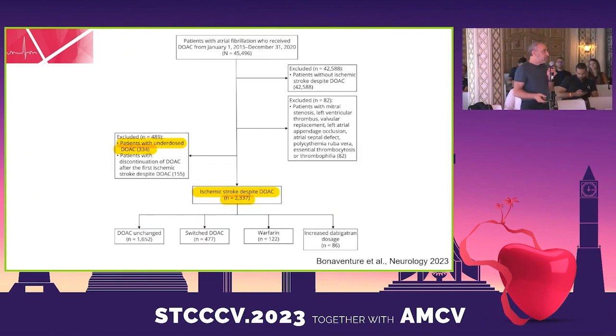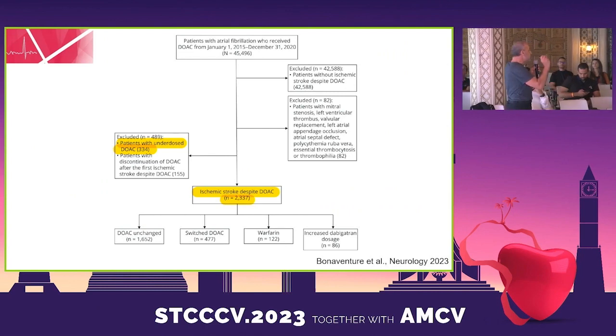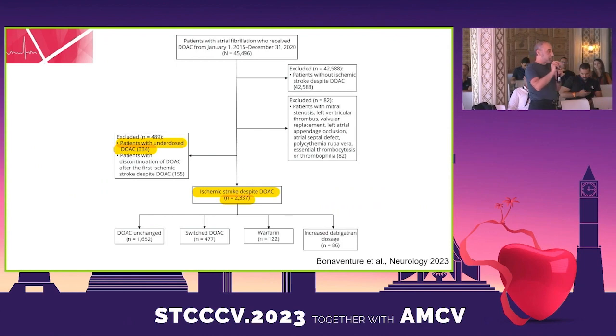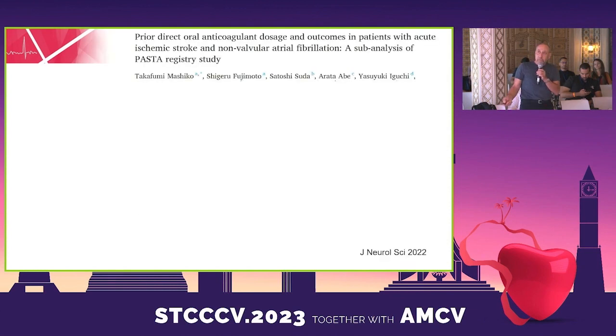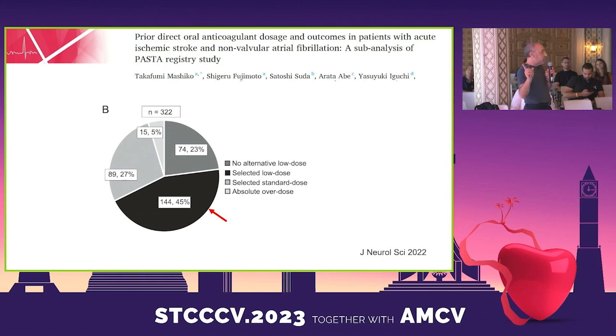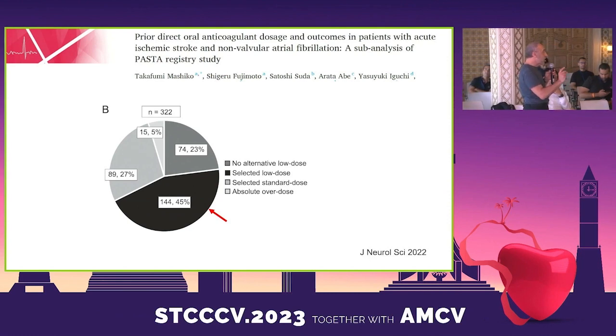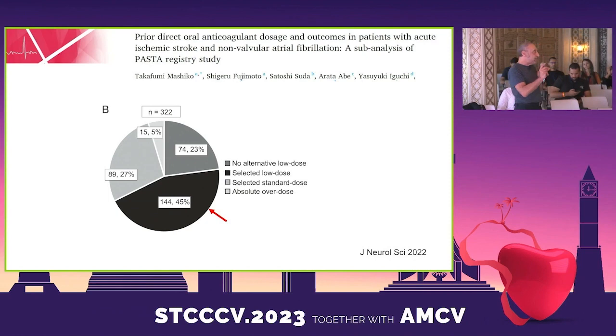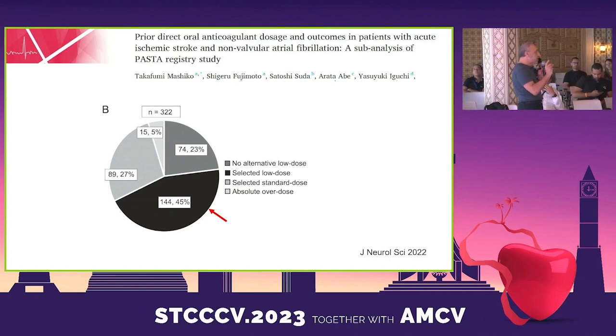In addition, there is an association between unjustified underdosage of DOAC and ischemic stroke, up to 15% in this study, but 45% in this other study. So we have to absolutely avoid it, because this greatly increases the ischemic risk.